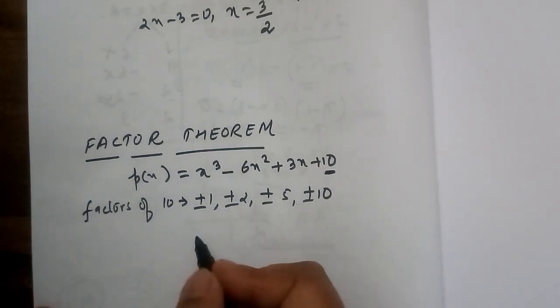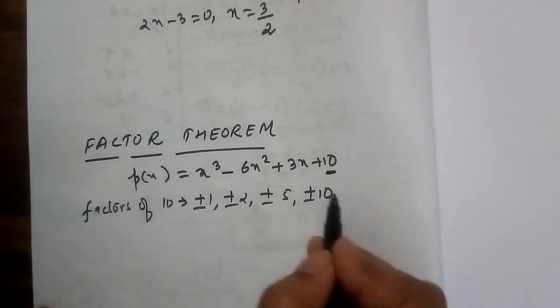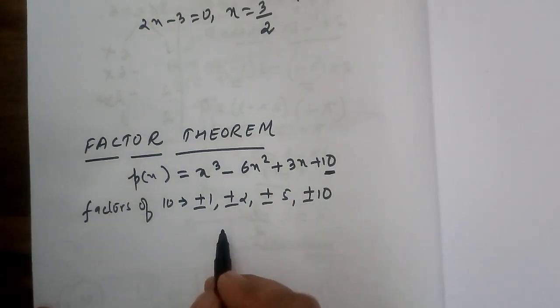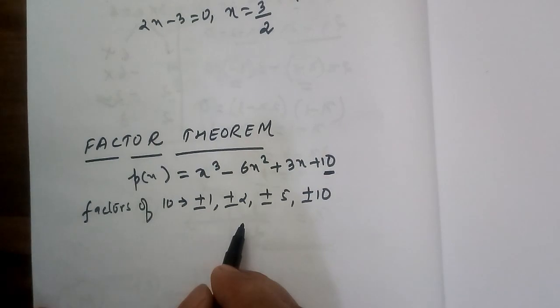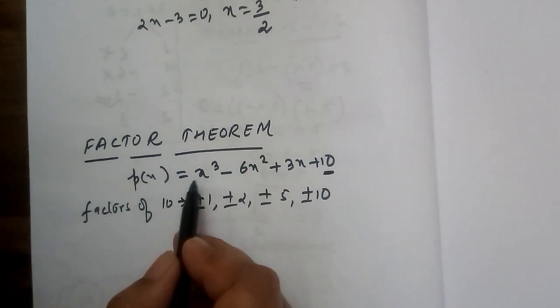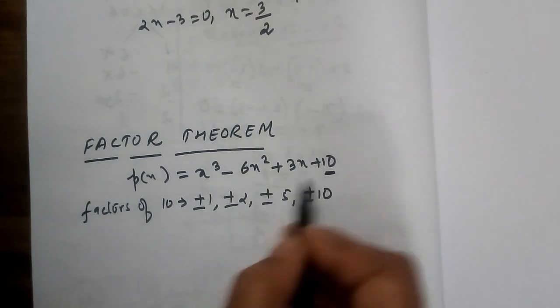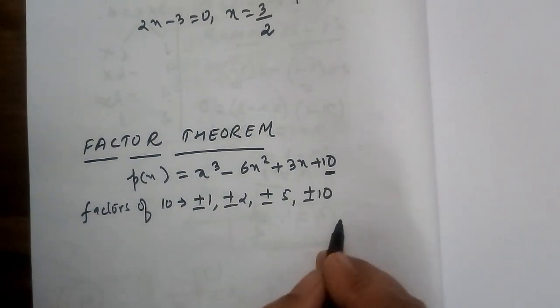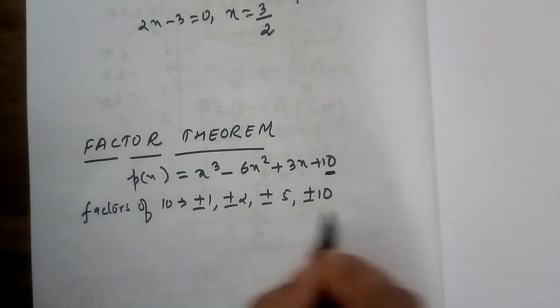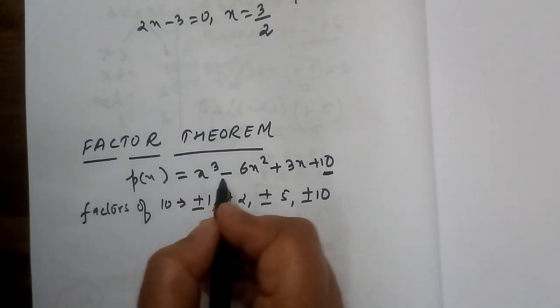So how many factors have I written over here? 1, 2, 3, 4, 5, 6, 7, 8. This 10 has 8 factors. Now as I told in splitting the middle term of a degree 2 polynomial, you will get 2 factors. Since it is a degree 3 polynomial, you are going to get 3 factors. First step is take the constant term, write all its factors. Now out of these 8 factors that I have written, only 3 are the zeros of this particular polynomial.